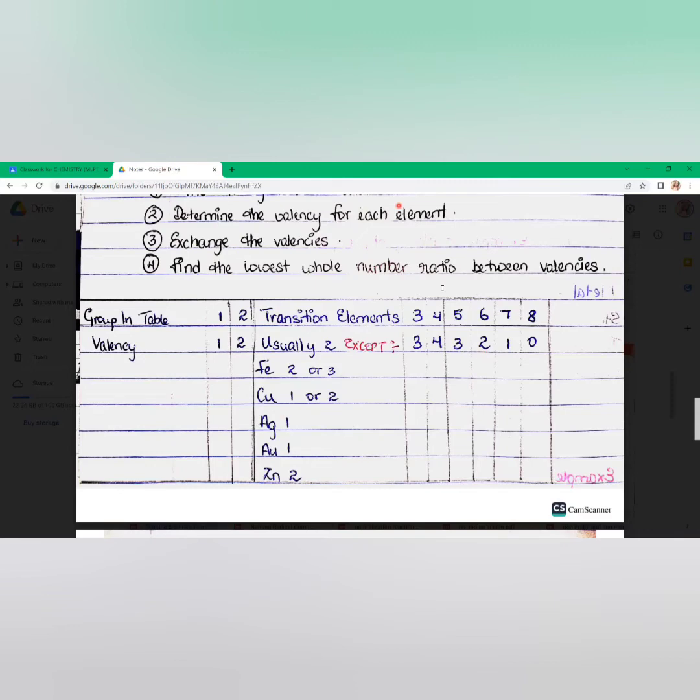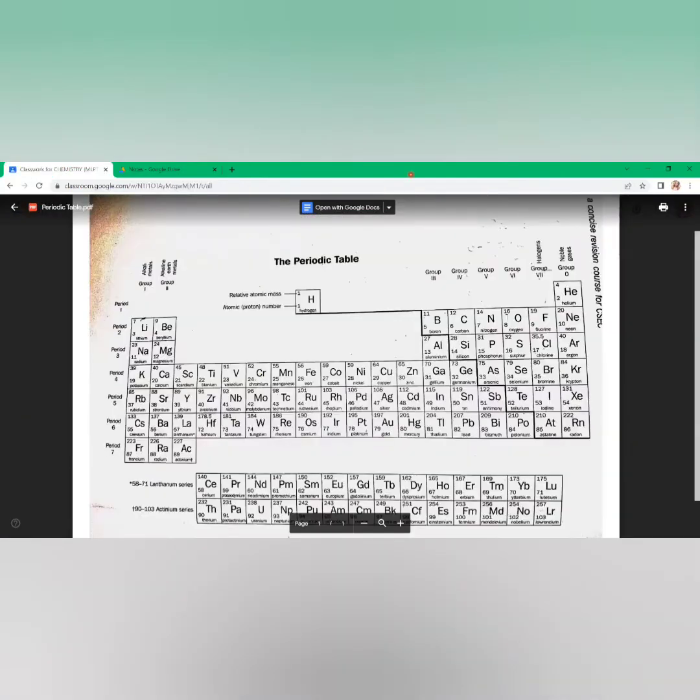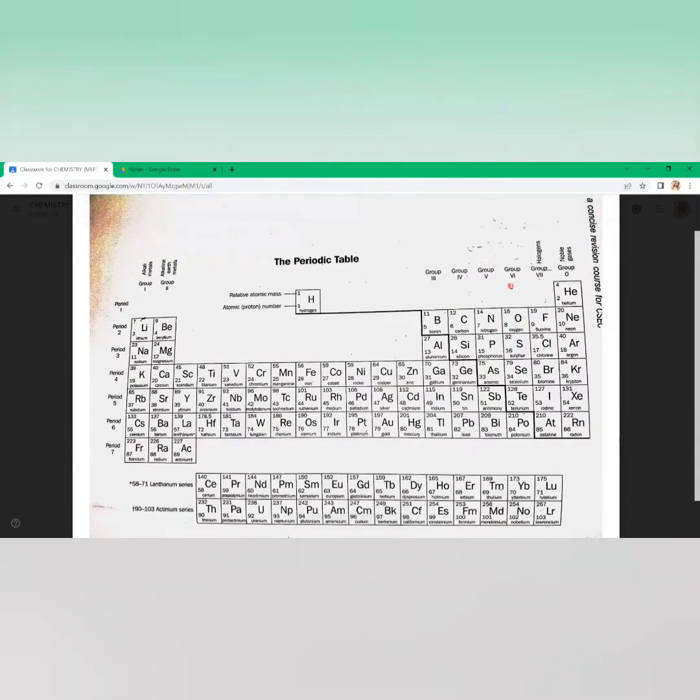Excuse me, Miss, I have a question. Tell me. How do you know it's going in group 6? How do I know it's going into 6? Right, let me show you. Going back onto the periodic table, oxygen is here. Look at the group number here. That's how I know.